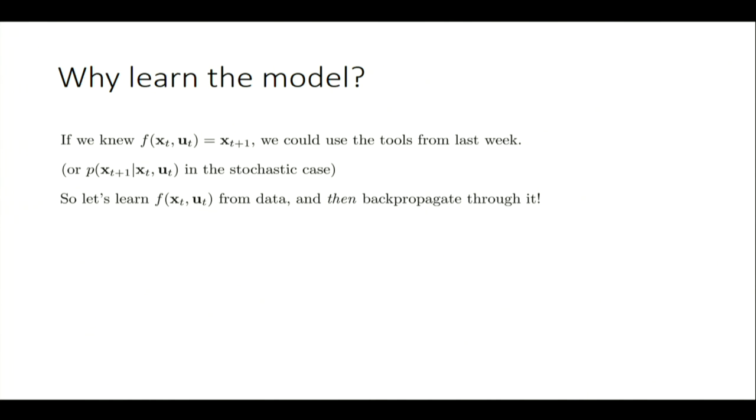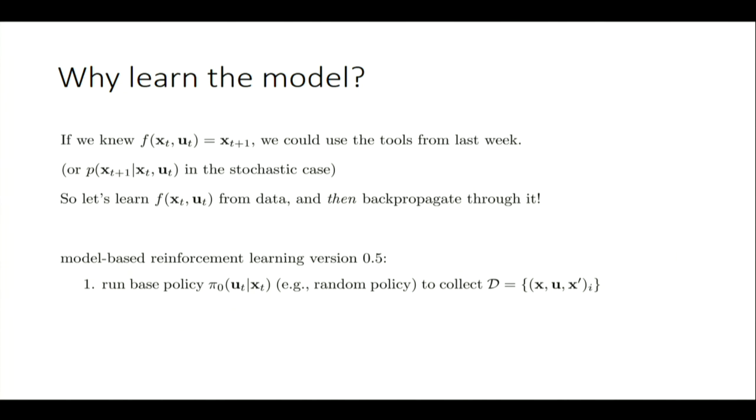So we're going to learn f(x, u) from data, and then if we're in a continuous setting, maybe we're going to backpropagate through it. Maybe we're going to do something like iterative LQR. So here is sort of the version 0.5, the really simple version of model-based RL. Let's have some base policy, maybe just a random policy. Let's run it in our environment, and let's collect a data set of these tuples x, u, and x prime. So we're walking around randomly using our base policy pi0. We're observing a state, we're observing an action, we're observing the next state, and we're collecting these into our data set.